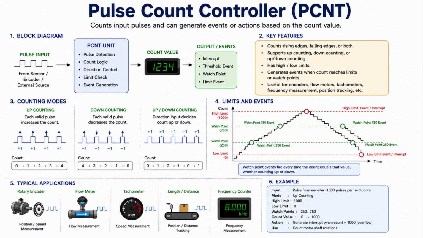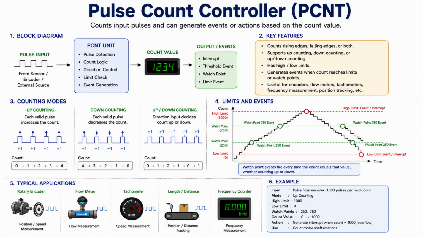The CPU doesn't have to sit there counting each pulse manually. PCNT can count upward, it can count downward, and it can also count up or down depending on a directional signal. It can respond to rising edge, falling edge, or both. It can also have upper and lower limits. And we can configure watch points so that the hardware generates an event when the count reaches a particular value.